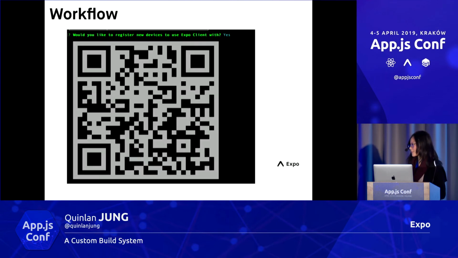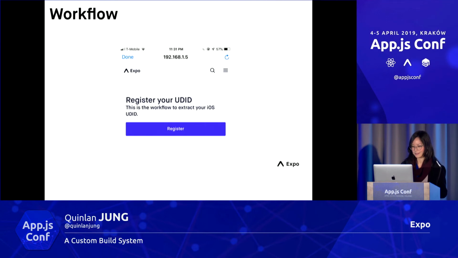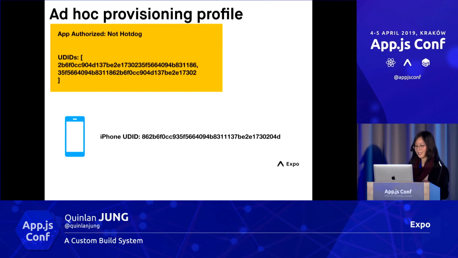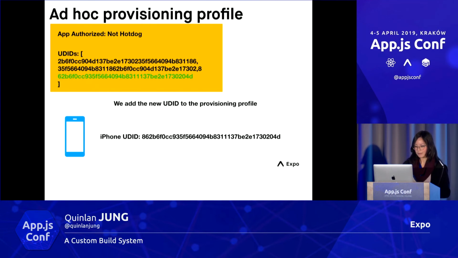But remember that there was this bit about the provisioning profile. So we had to find out what the UDIDs of your device were. So you'll get presented with a QR code, and you'll scan it into your iOS device. So you'll go through basically a UDID registration workflow. You go through this workflow, and this will allow us to find out what your iPhone UDID is. And once we know it, we can put it into your provisioning profile.